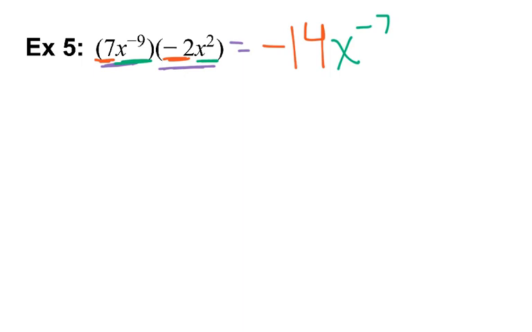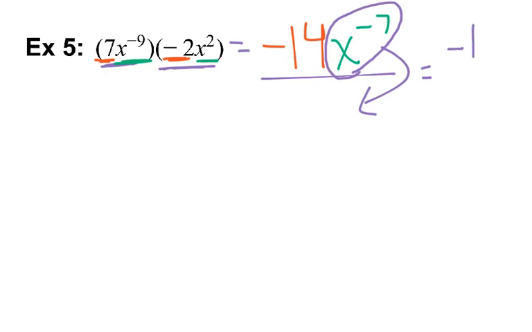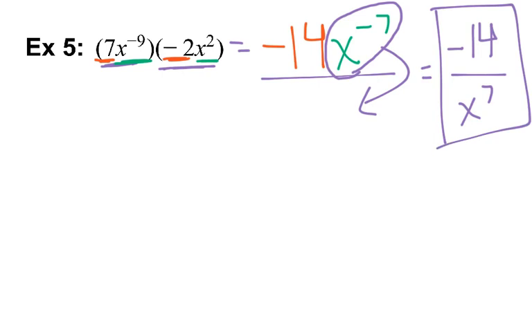And now we can simplify because we know we have negative exponents, and that's not good. We don't want any of those. So I'm going to circle what I see as negative exponent, which is just the x to the negative 7. That guy's going to move down there. The negative 14 stays on top. And the x becomes a positive 7 at the bottom of the fraction. And we're done.